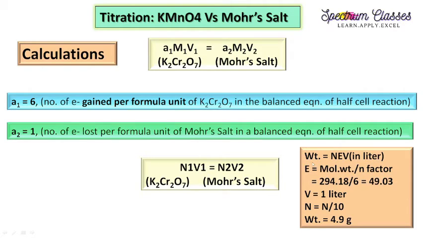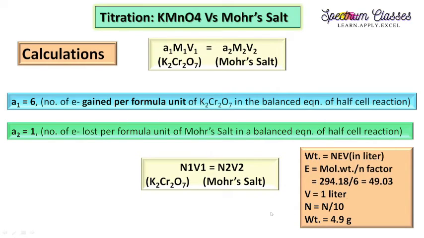solution. So here is the formula: weight is equal to NEV, where V is the volume in liters and E is the equivalent weight, which is equal to molecular weight divided by N factor. So what is the N factor for K2Cr2O7? It is the change in oxidation state per formula unit. K2Cr2O7 has N factor 6, that is A1, and its molecular weight is 294.8 divided by 6. It gives you 49.03. Volume is 1 liter and the normality which I have prepared is N by 10. So how much weight have I dissolved in 1 liter of the solution? I have dissolved 4.9 grams of K2Cr2O7 in 1 liter of solution.